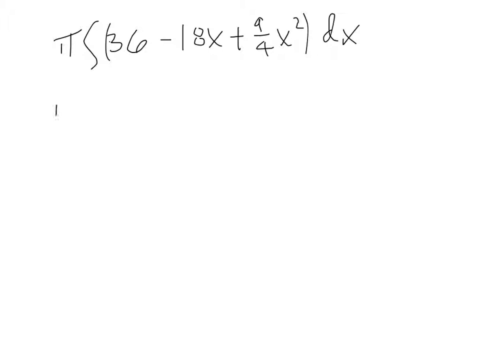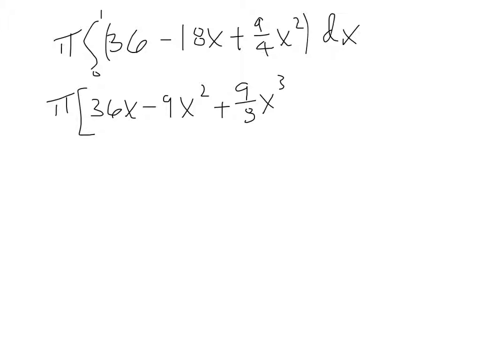And then this integral is going to be pi. This is from 0 to 1. I forgot to put the limits there. Pi times 36x minus 9x squared plus 9/8 x cubed. Sorry, that will be 3/4 x cubed, evaluated from 0 to 1.